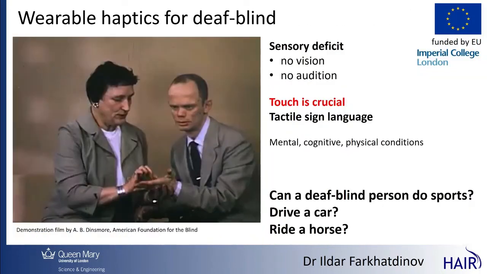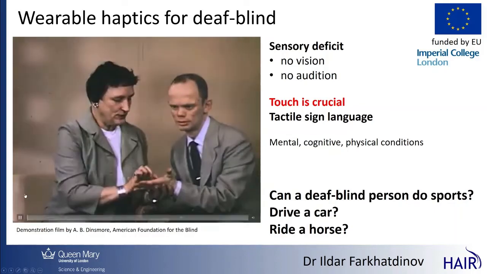Finally, I would like to show how haptic interfaces can help people with sensory deficit. Deafblind people have absent or reduced vision and audition. Therefore, they rely on tactile sign language.